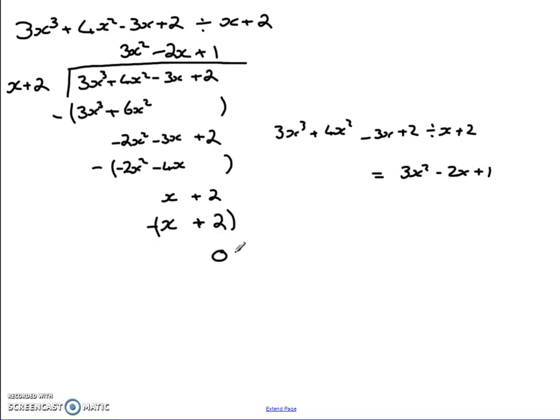Now, one thing you will notice is that there's a 0 here. There's nothing remaining at the very end once we've completed the calculation. This has an implication. What this means is that x plus 2 is a factor of our original equation. So x plus 2 is a factor of 3x cubed plus 4x squared minus 3x plus 2. But if there's something here, it isn't a factor. It's not a factor of the original equation, so we'll have a remainder, and that has to be included at the end of the calculation.